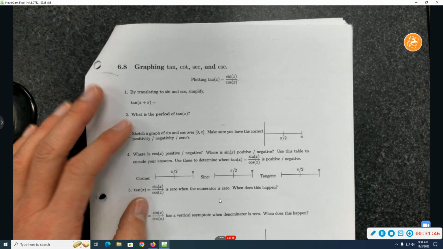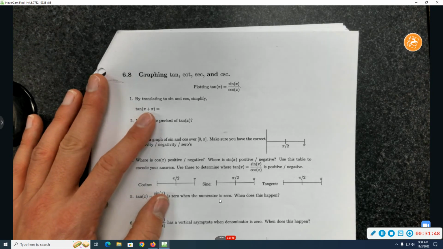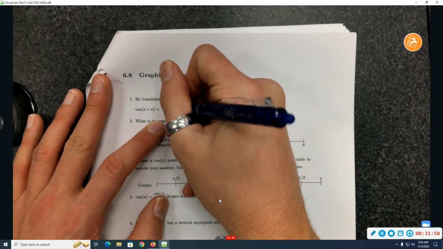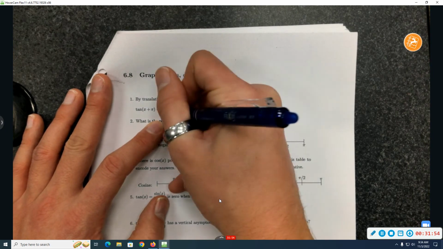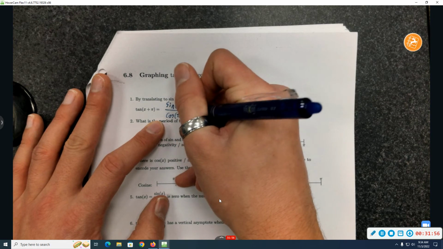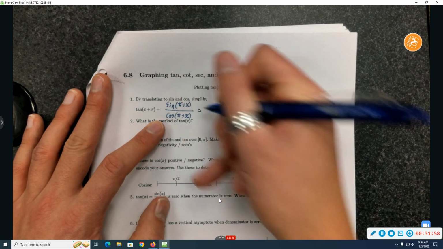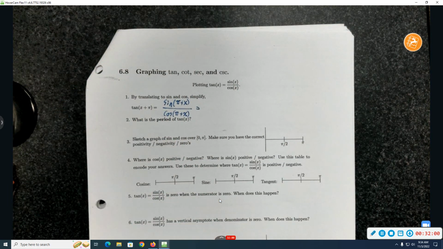Yeah, because I know what sine and cosine do when you add pi. Sine of pi plus x over cosine of pi plus x. And that's useful because what's the sine of pi plus x? I hear a negative sign, but that had a question mark at the end, it sounded like.